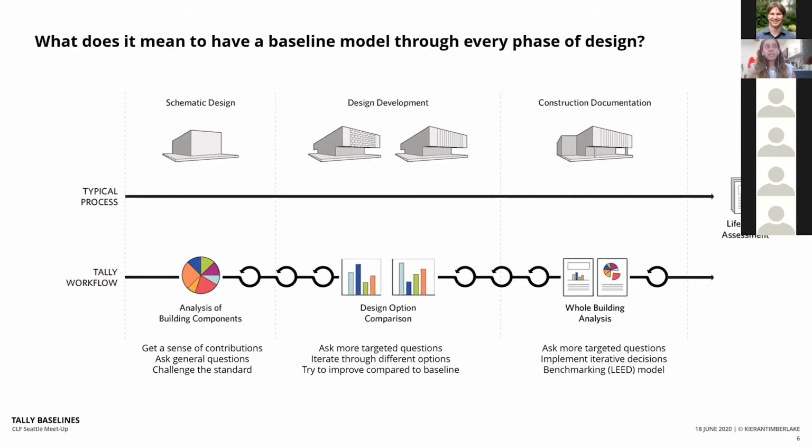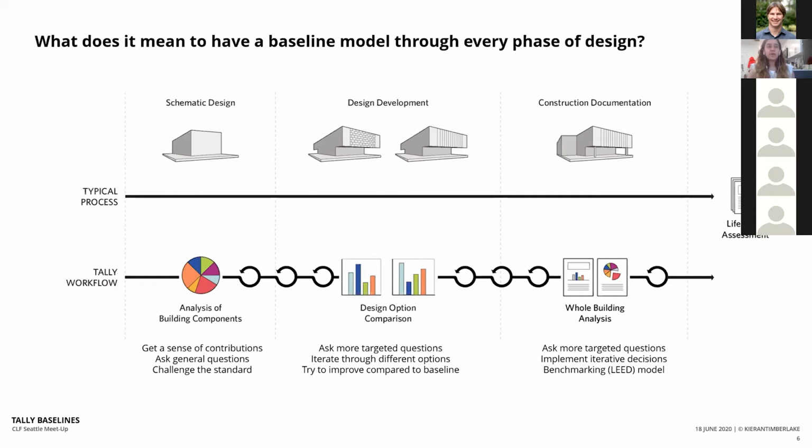So this is something we can do during SD, even when we don't have a fully fleshed out design or model. And then during design, once it's developed a little bit, we can start to ask targeted questions, like about the material of the facade or the roofing material that we want to use. And we can iterate through a lot of different options and try to improve that compared to a baseline. And then during CDs, we can continue to iterate, of course.